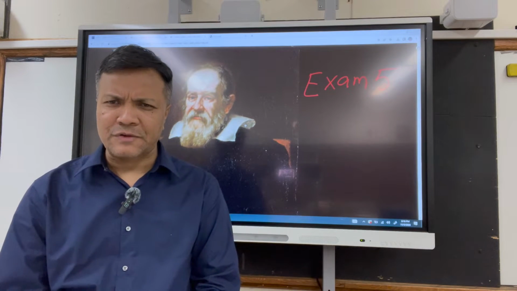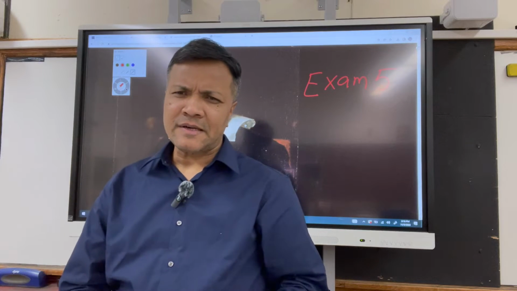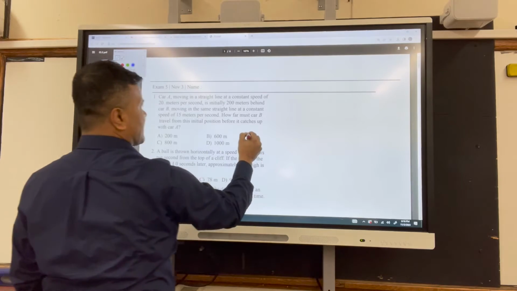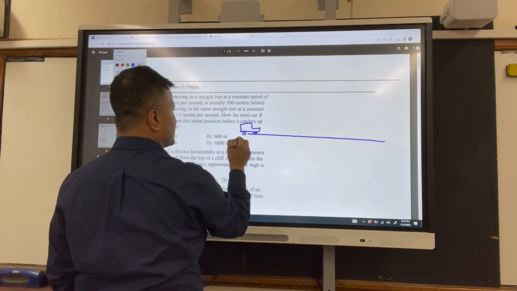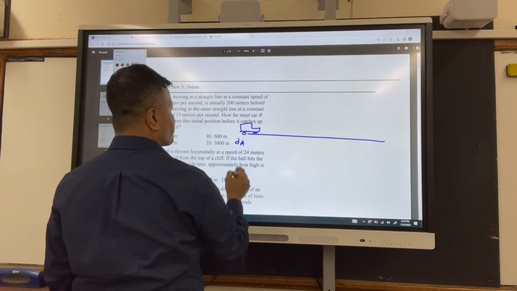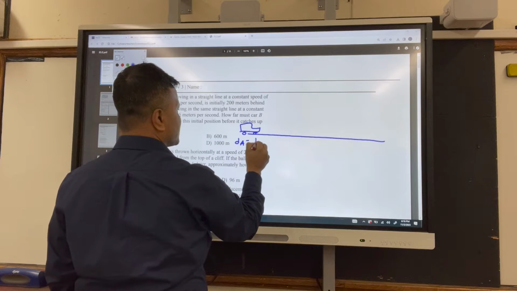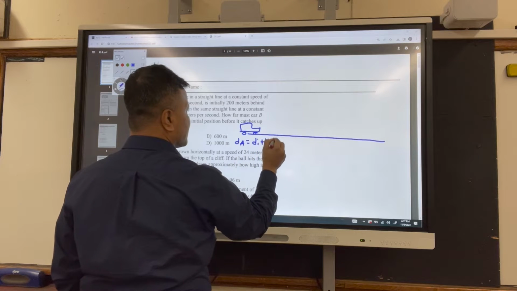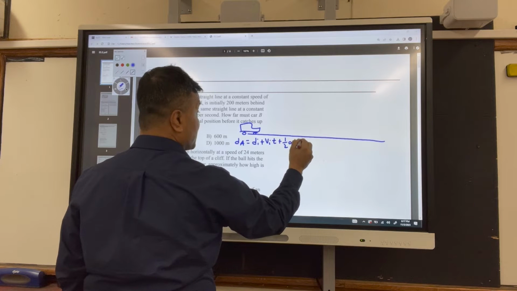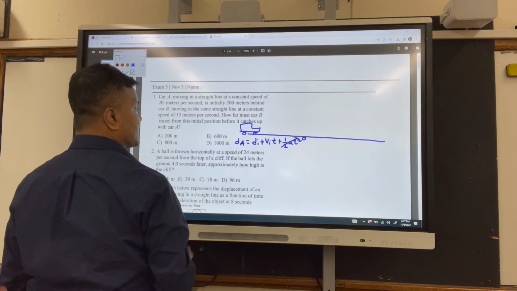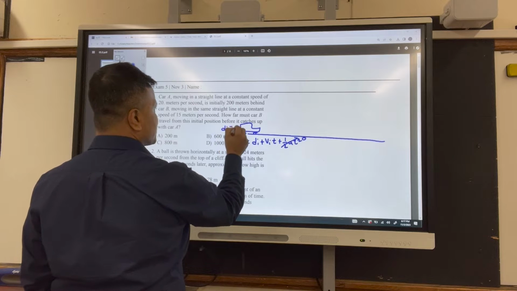Okay, good. Now we are ready to dive into exam number 5. Car number 1, which you call dA, would be d initial plus Vi t plus half at squared, but you don't have to write that last term because you know it is a constant velocity. Di is 0, d initial is 0.